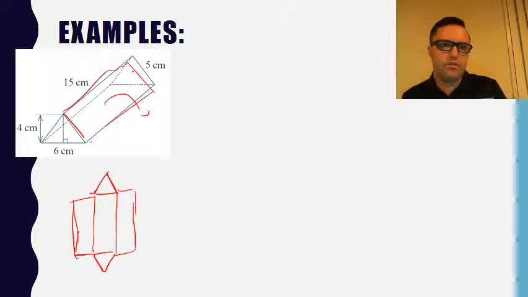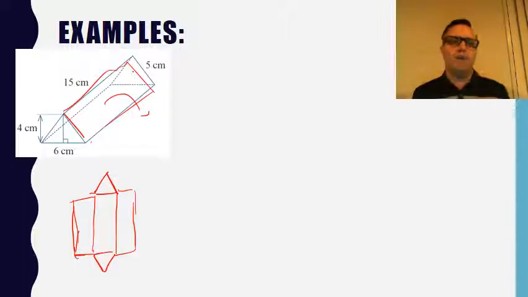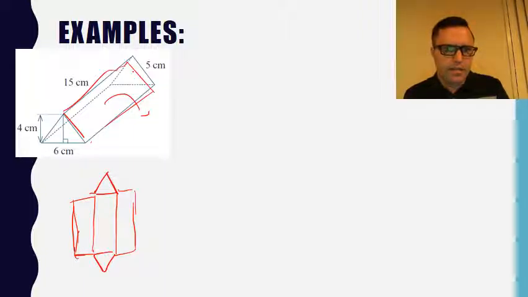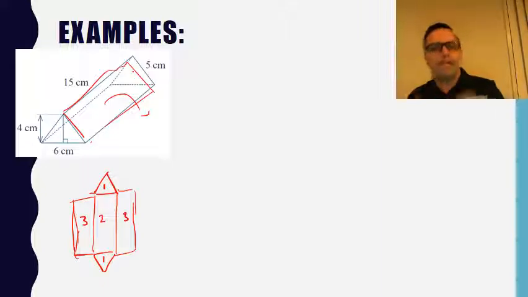Now we're told 5 centimeters, 5 centimeters, 6 centimeters. So not every one of those rectangles is going to be exactly the same. It's important that you are aware of that. We're going to call this area 1, and that's obviously area 1 as well. Then we'll have area 2 and area 3. This is also going to be area 3. That's how we're going to work it out, mapping it out and thinking about it.